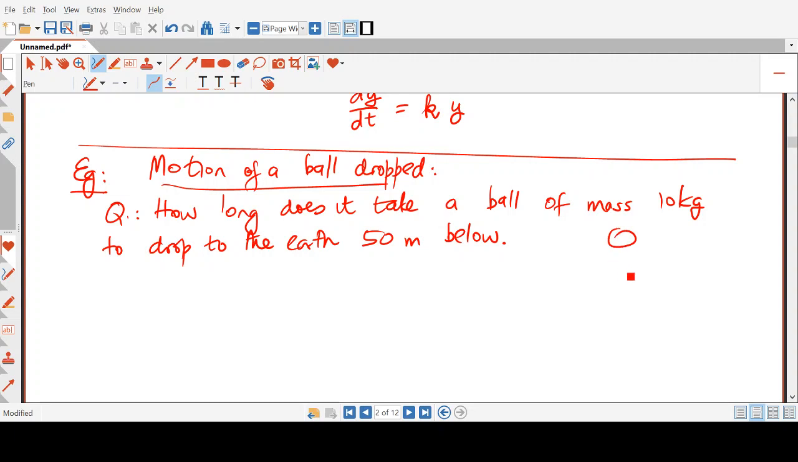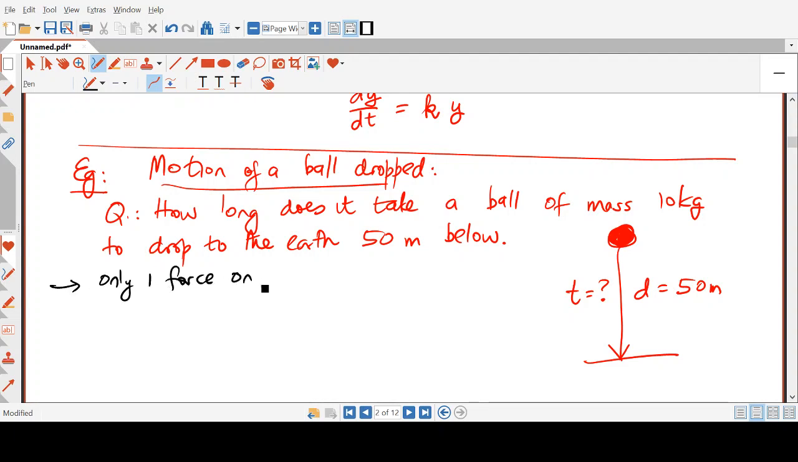So you have a ball and it's falling down to the earth. The distance it has to travel is 50 meters. We want to know what is the time. Now, before you start to think of certain formulas you learned in high school, forget the formulas and try to think of it from scratch. Let's see how we do this like a modeling problem. We would say there's only one force on the ball, and that's gravity.